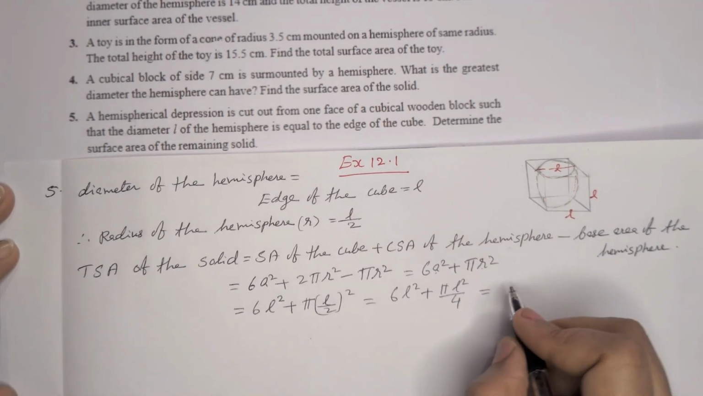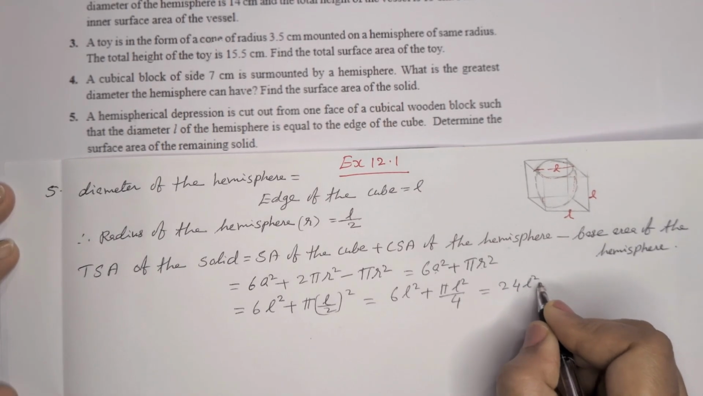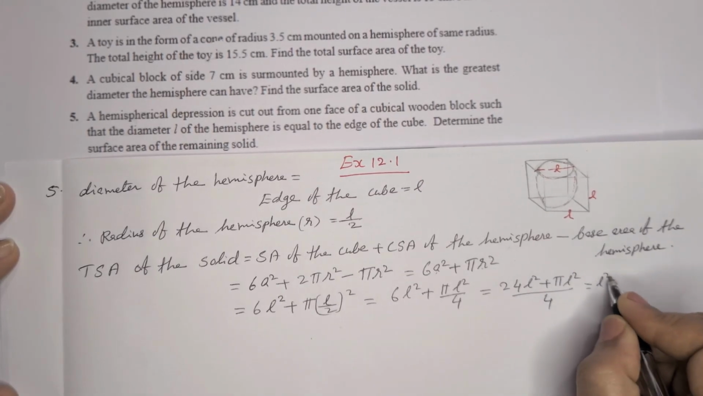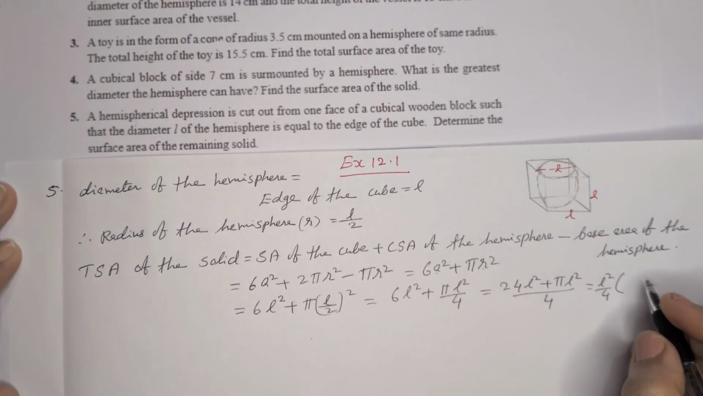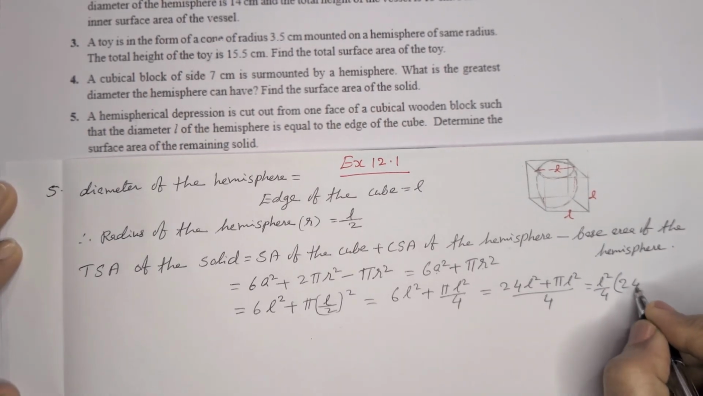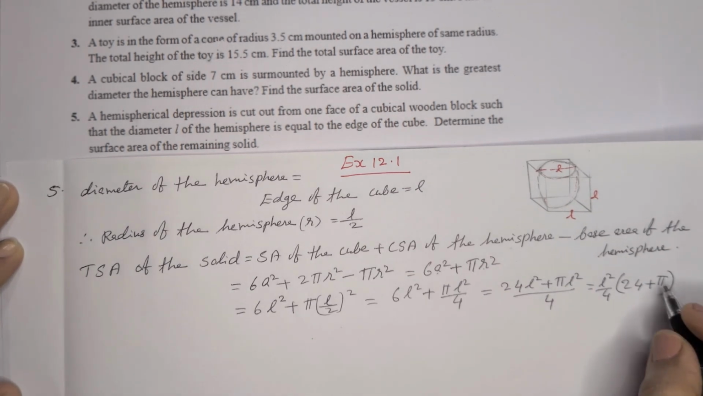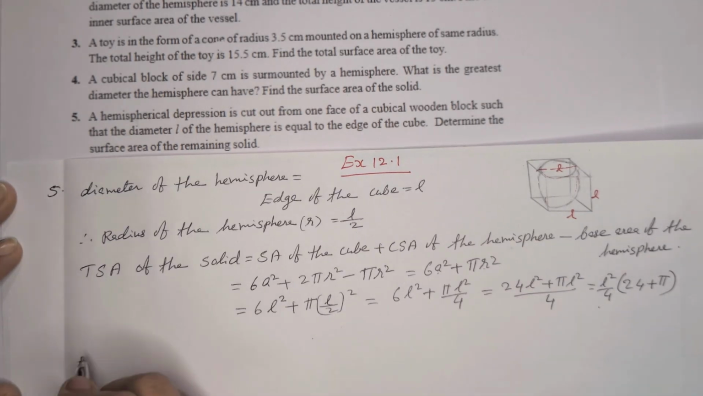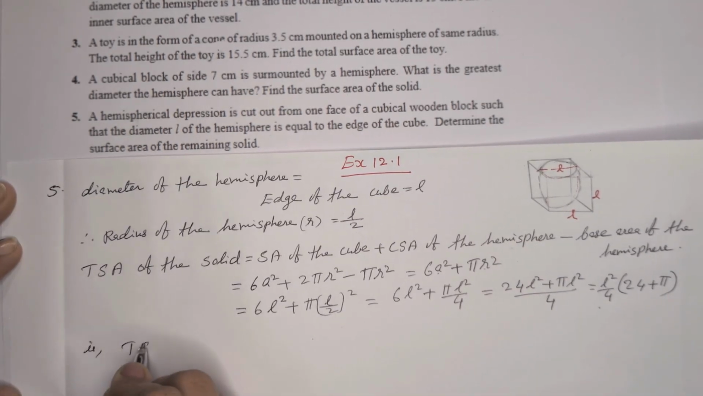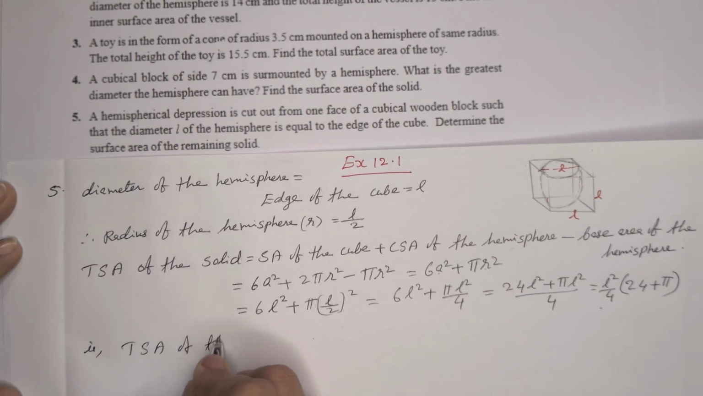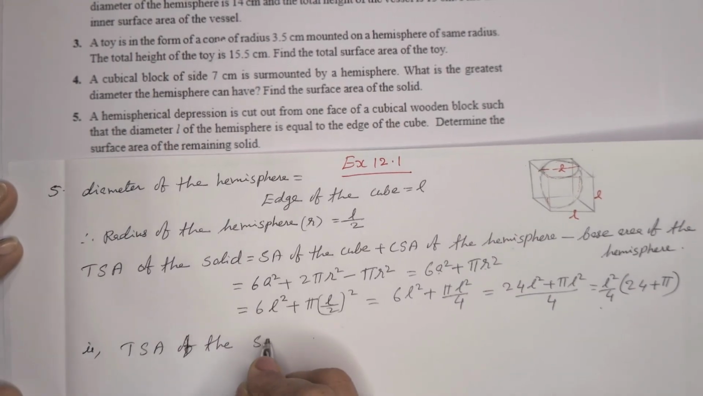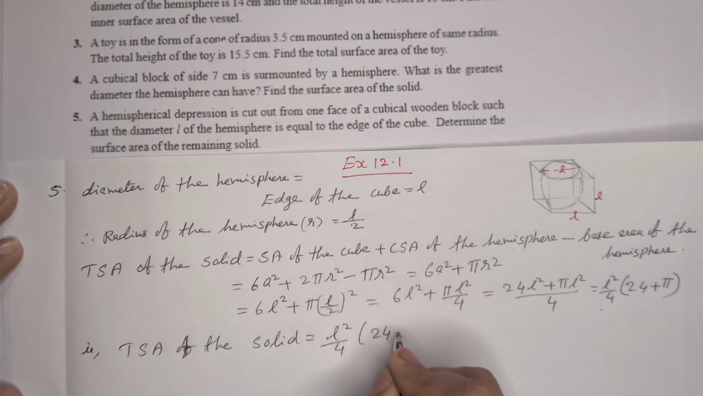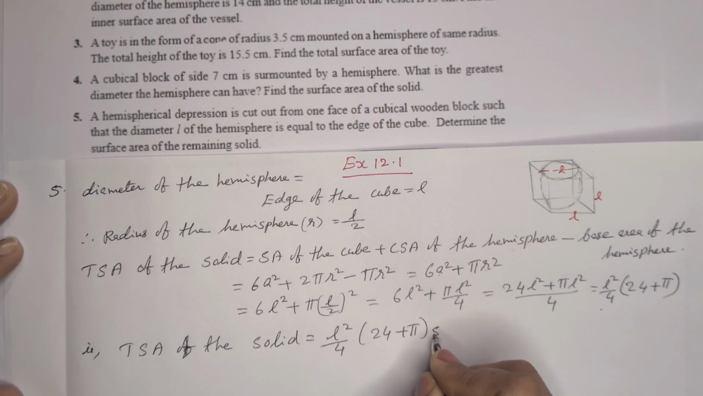Take 4 as the LCM. 24 L square plus pi L square by 4. We can take L square by 4 as common. Then here 24 plus pi. So that is the total surface area of the solid. You can write therefore, total surface area of the solid is equal to L square by 4 into 24 plus pi square unit.